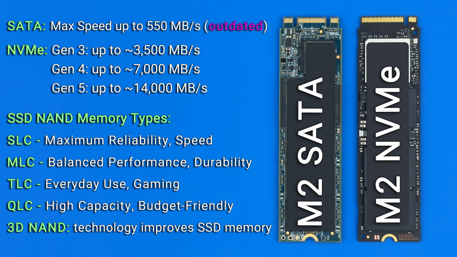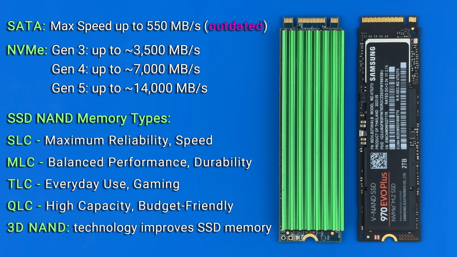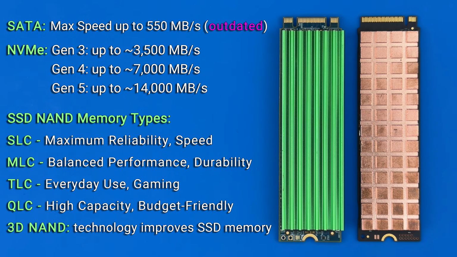3D NAND technology improves SSD memory by providing higher capacity, better performance, and longer durability. To ensure efficient and durable operation of the M.2 SSD controller and memory, it is recommended to install an aluminum or copper heat sink. Now that you know the basics, it's time to choose the right SSD for your device.